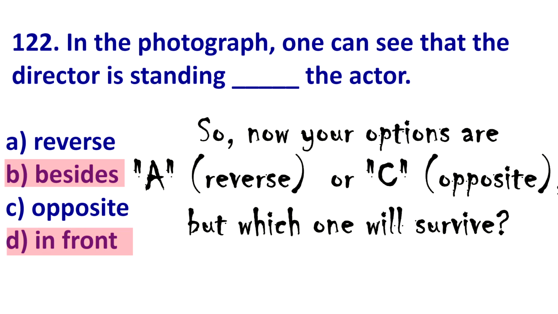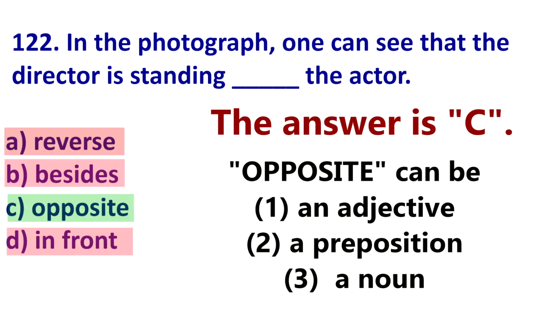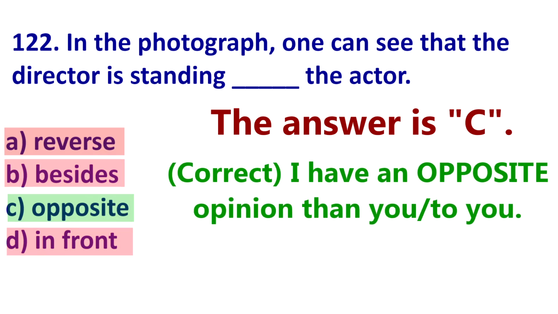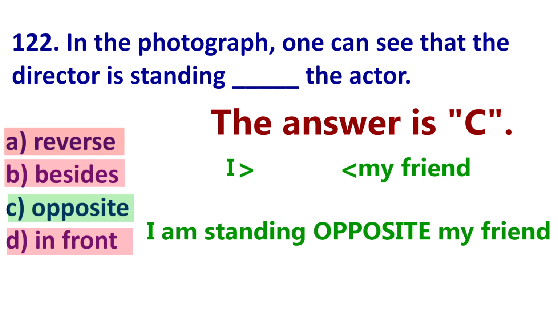Now we have opposite and reverse. So the answer for this question is opposite. It can be an adjective or a preposition or even a noun. If we use it as an adjective, I could say, I have an opposite opinion than you. I could also say, I have an opposite opinion to you. That's fine as well. However, I can also say, I am standing opposite to my friend.